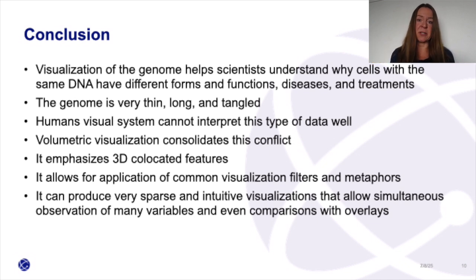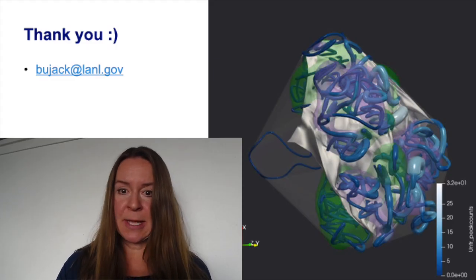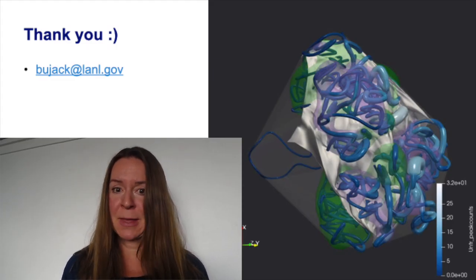It also has the benefit of emphasizing 3D co-located features, which would be lost in a one-dimensional visualization. Further, it allows for the application of common visualization filters and metaphors like clipping, cutting, thresholding, isocontouring, everything. And therefore, it can produce very sparse and intuitive visualizations that allow simultaneous observation of very many variables and even comparisons with overlays.